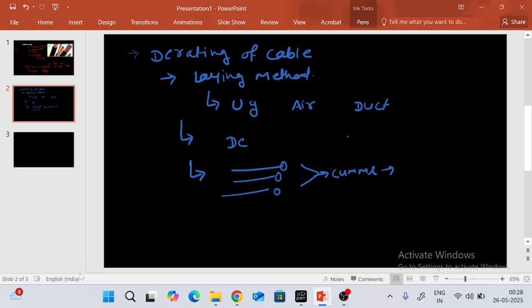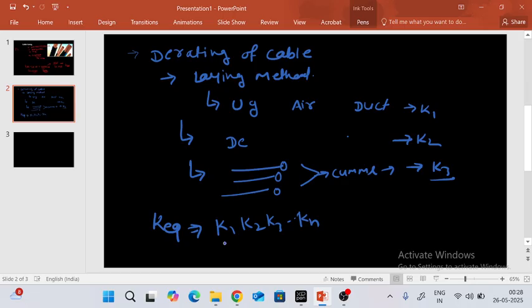If I define this factor as K1, this factor as K2, and this factor as K3, then all these factors cumulatively, if I say K effective or K equivalent, will be the multiplication of K1, K2, K3 and Kn. This totally depends upon the physical parameters, or the particular environment in which we are laying the cables. Hope you understand this concept.